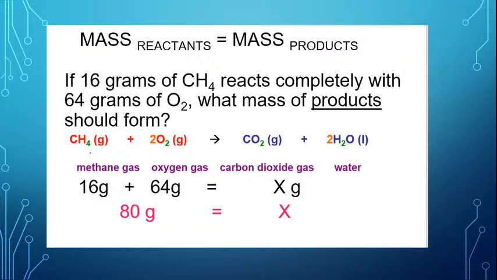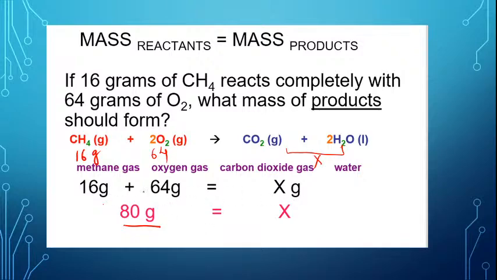Suppose we have taken 16 gram of methane, and 64 gram of oxygen, right? We have to tell what will be the mass of the product. So the total mass of the reactants is 16 plus 64, which is 80 gram, and the mass of product means the total mass of carbon dioxide and water, collectively written as X gram. So 16 gram plus 64 gram is equal to X gram.